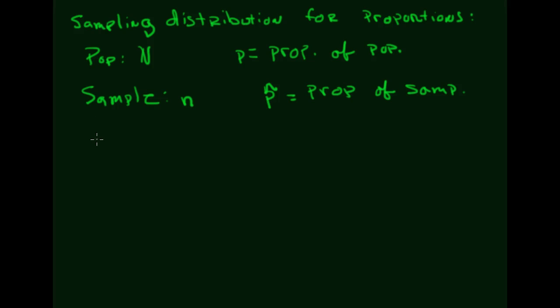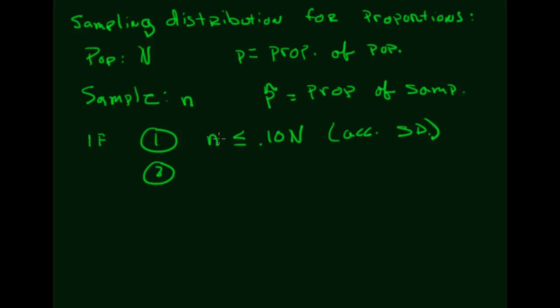Now, one, if the size of the sample is less than or equal to 10% of the size of the population, that's going to be the first thing, then we're going to be able to get an accurate standard deviation for the sampling distribution. And two, if np is greater than or equal to 10, and n times (1 minus p) is greater than or equal to 10, then this distribution is also going to be approximately normal.